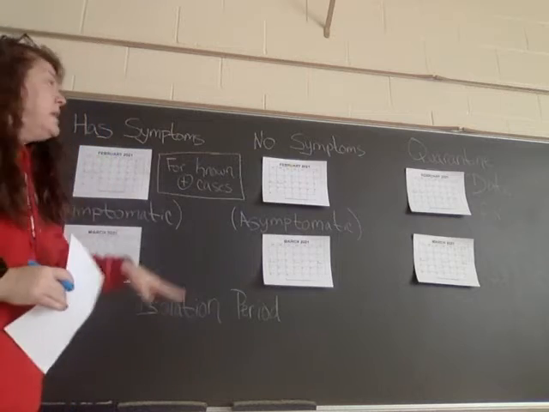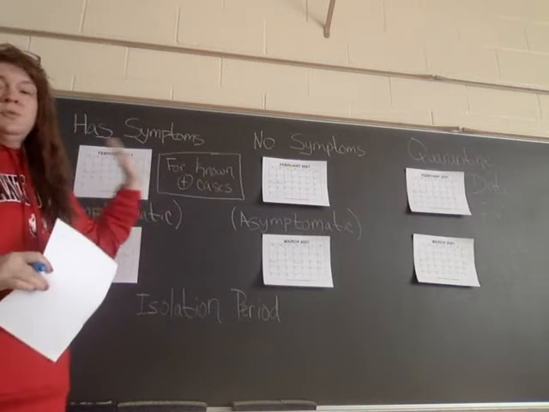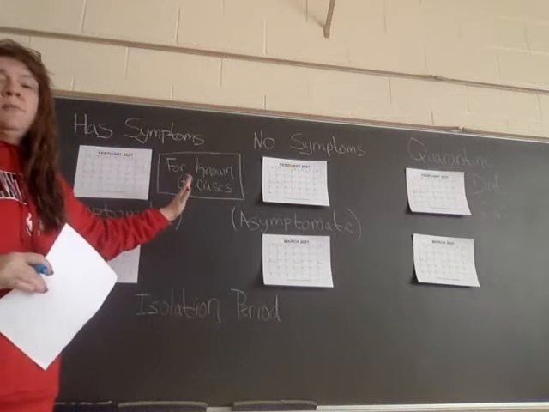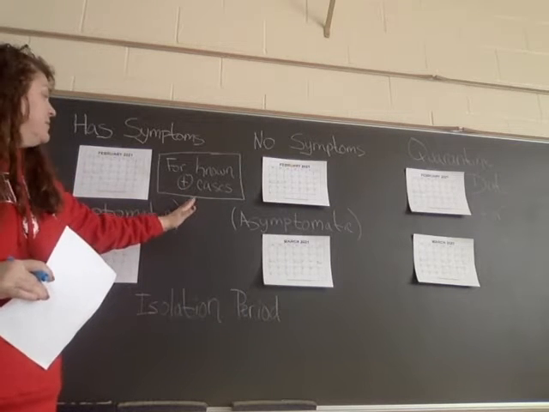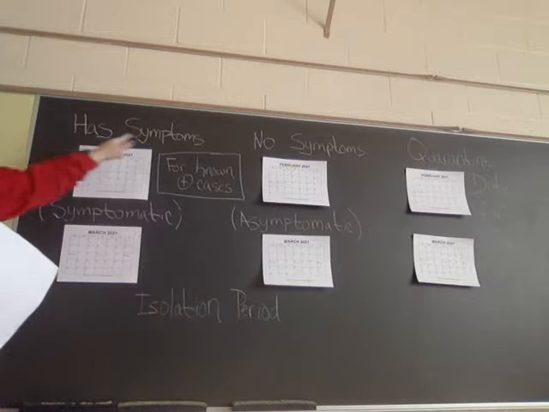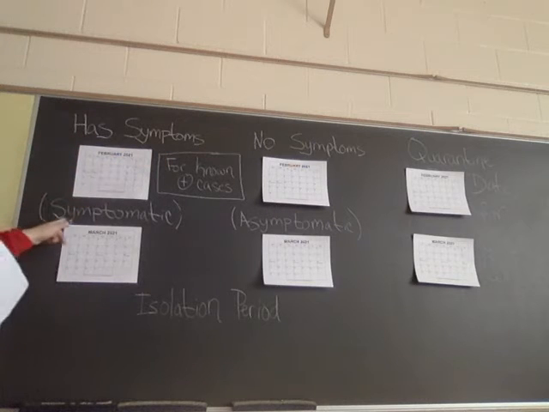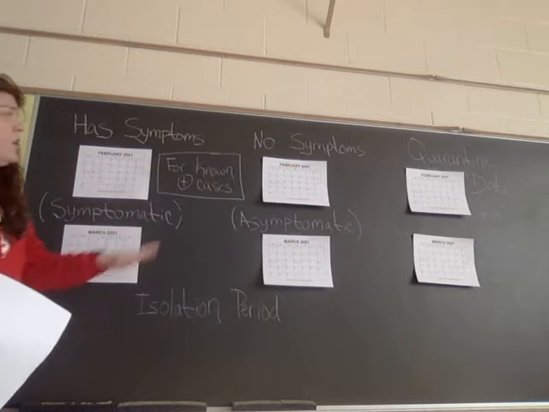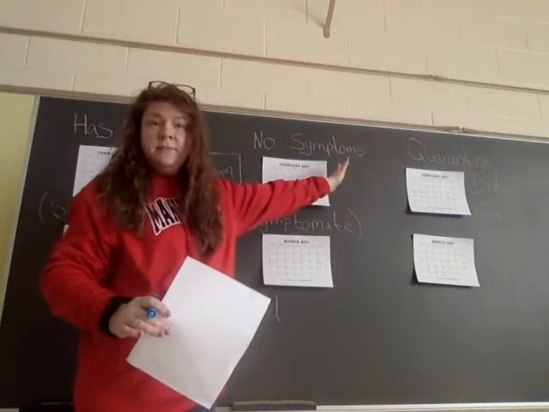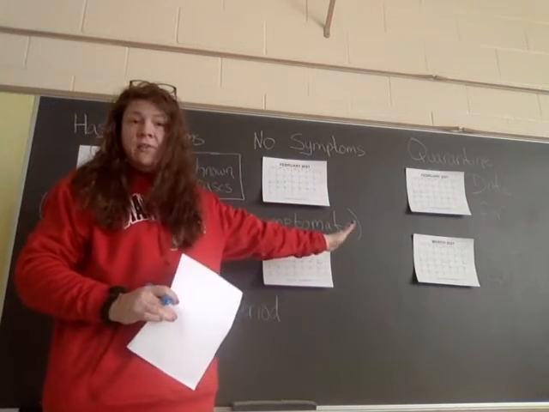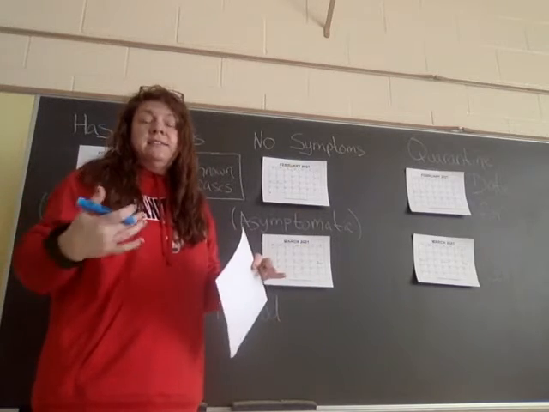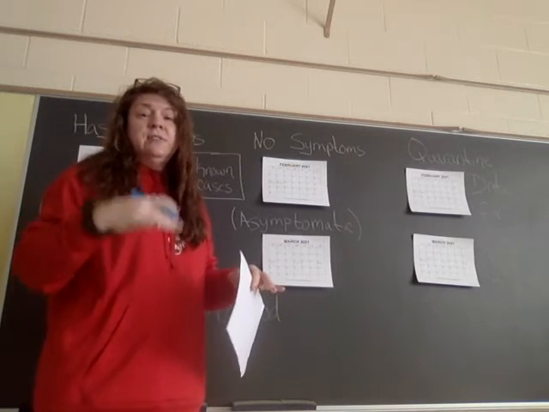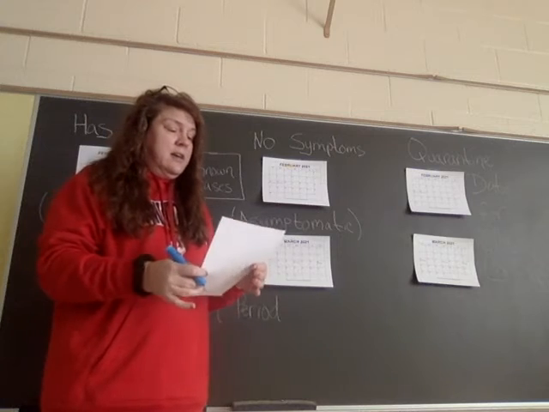So a little bit of terminology. We are doing these for known positive cases. We know that these people are positive, okay? So they either have symptoms, which is symptomatic, or they don't have symptoms, which is asymptomatic. So it's a little bit different for each one, and I will try and explain it and use my calendar so that you can see what I'm doing as well, okay?